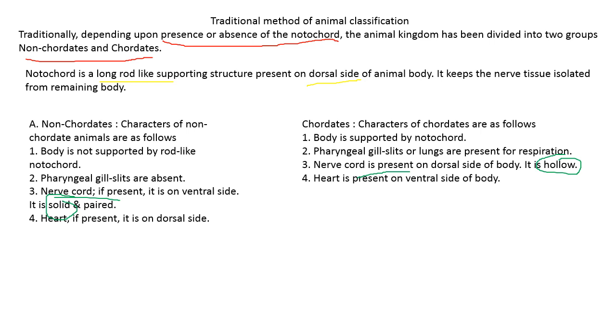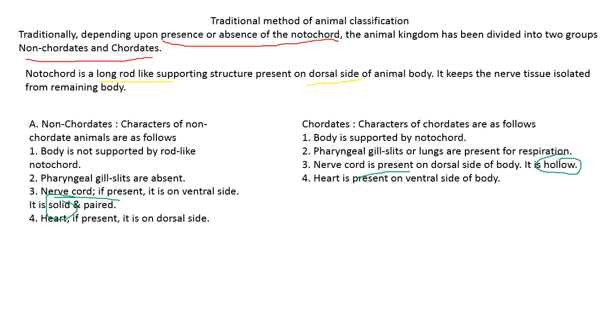How can you give the distinction? You can see here: non-chordates, chordates. What is a non-chordate? The body does not have a notochord, absence of notochord. Chordates, presence of notochord. In non-chordates, pharyngeal slits or lungs are not present for respiration. In chordates, pharyngeal slits or lungs are present for respiration. Then in non-chordates, the nerve cord is absent. If present, it will be on the ventral side and solid. In chordates, the nerve cord is present on the dorsal side of the body and it is hollow.